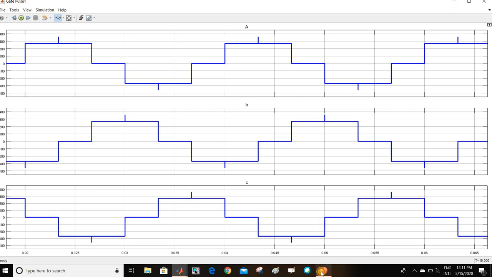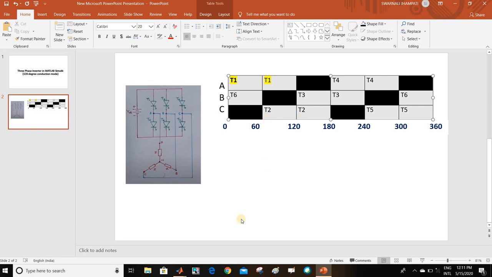Now if we move to the next part, from 60 to 120 degree, you can see T1 and T2 will conduct. T1 and T2 will conduct. That means your phase A and phase C is connected, but T3 T6 is not connected. It will not conduct. So your VBN will be 0 between 60 to 120 degree. VBN will be 0 because phase A and phase C is connected. This T1 and T2, these two switches will conduct.